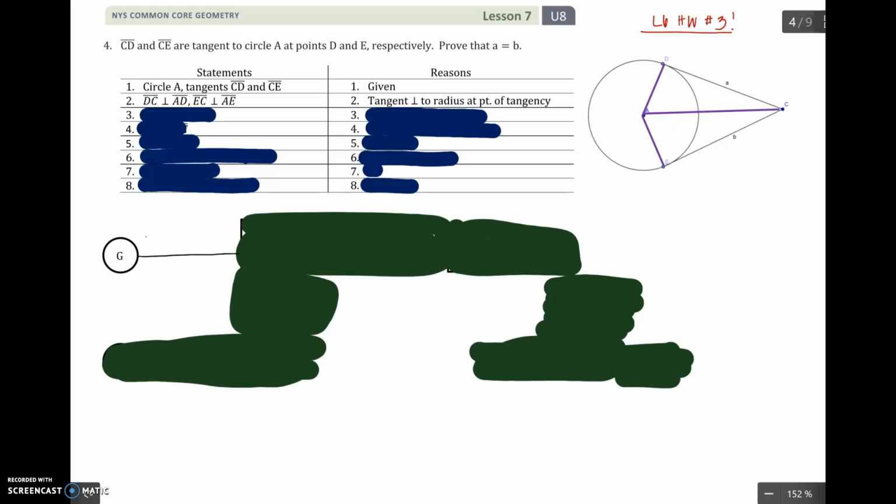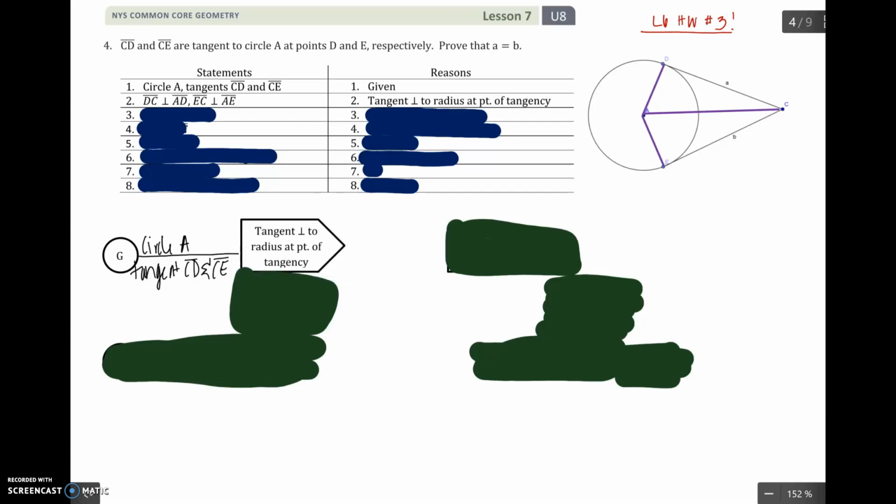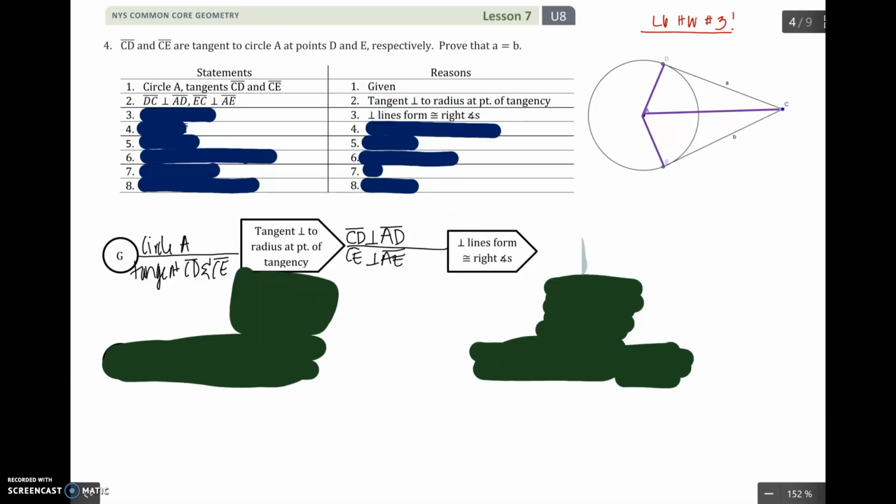So first off, we have circle A and tangents CD and CE given. And when I drew my radii in, I could say that therefore each of those tangents, CD for example, would be perpendicular to the radius that meets it. So CD would be perpendicular to AD and CE would be perpendicular to AE. And then like every time we've ever done perpendicular lines, they form congruent right angles. And so angle D and angle E would be equal and equal to 90. I can put a 1 and a 2 in there if I want to, or I can leave them as angle D and E.